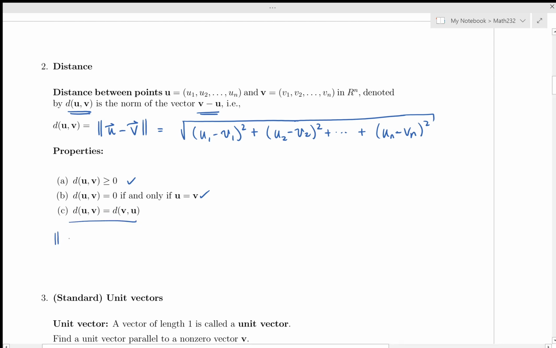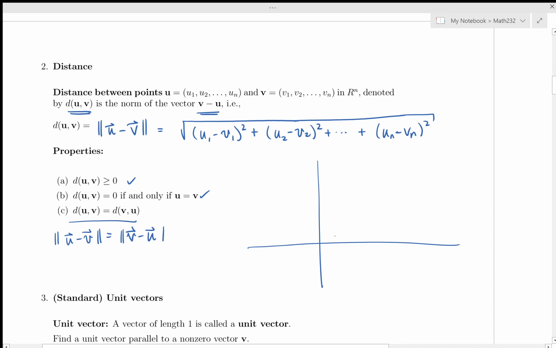That is, the norm of u minus v is equal to the norm of v minus u. I'm not being entirely consistent with the type of v's I'm drawing. I will try to improve that. Okay, let's just see if we can draw a picture of that.